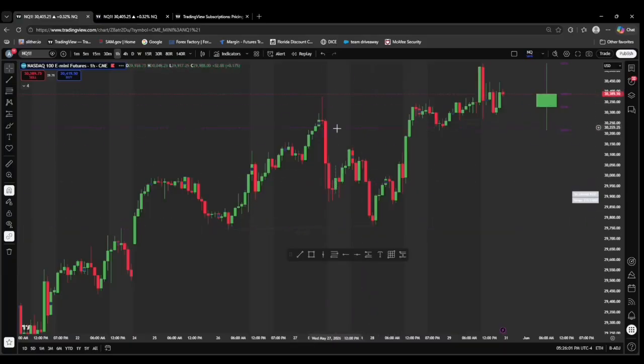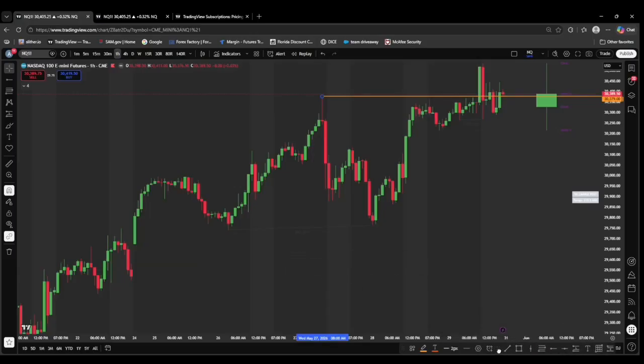Not just because the colors of the candles are red, but because price has been going down. If you look over here to the right of your screen, you'll see the price of this. This is NASDAQ or NQ. So this tells you if price was way up here, price was at $30,379. Okay. And then what day is this? May 27th. Look at the bottom of the screen right here. May 27th.